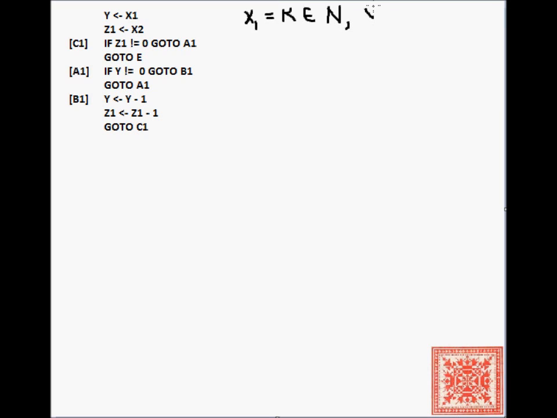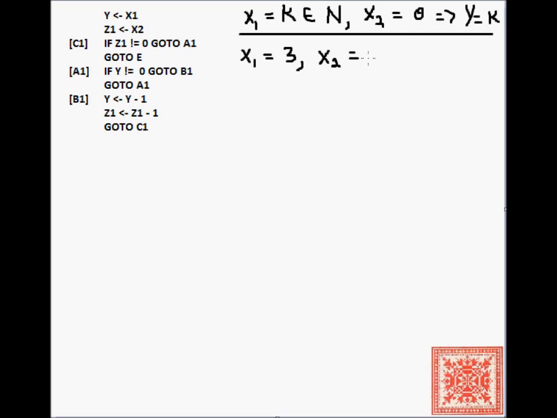Let's take x1 to be some natural number k, and x2 to be, let's take it 0. Okay. So we go to, okay, z1 is 0. So then we go to end, and y ends up being equal to k. All right, so not an interesting but a necessary case to consider. Let's take x1 to be 3 and x2 to be 2.